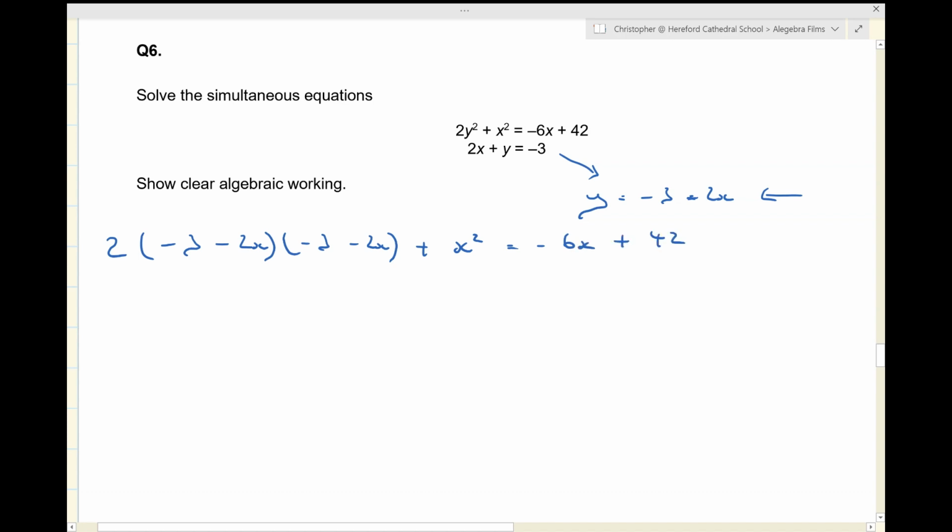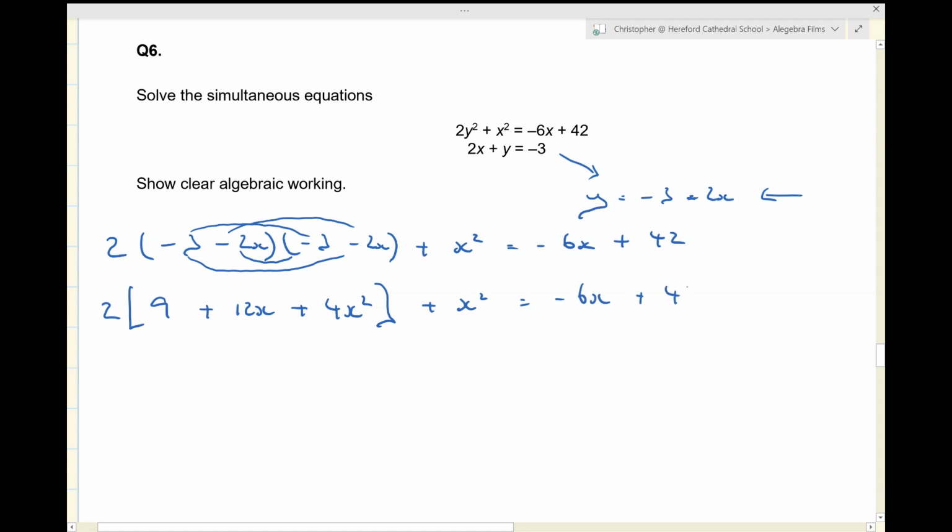Right, let's sort out this left-hand side. 2, open a large bracket and expand these two brackets here. Minus 3 times minus 3 is 9. And I'm going to have plus 6x there, and another plus 6x, gives me plus 12x. And minus 2x times minus 2x is plus 4x squared. Copy down the plus x squared, copy down the minus 6x plus 42.